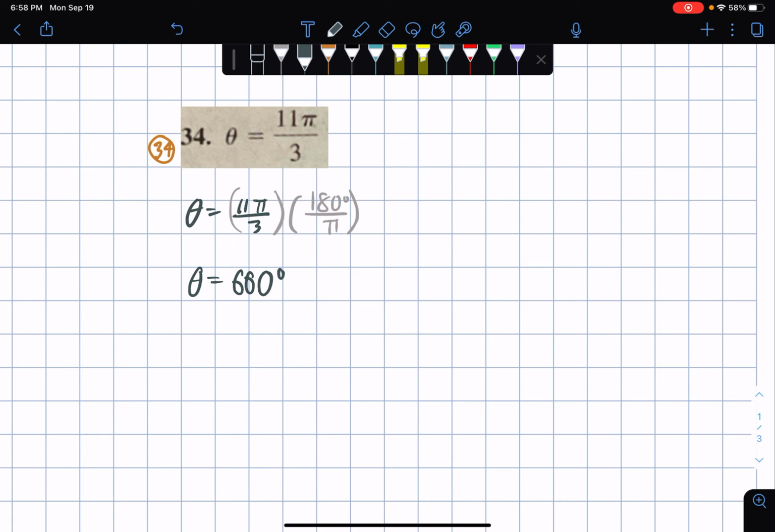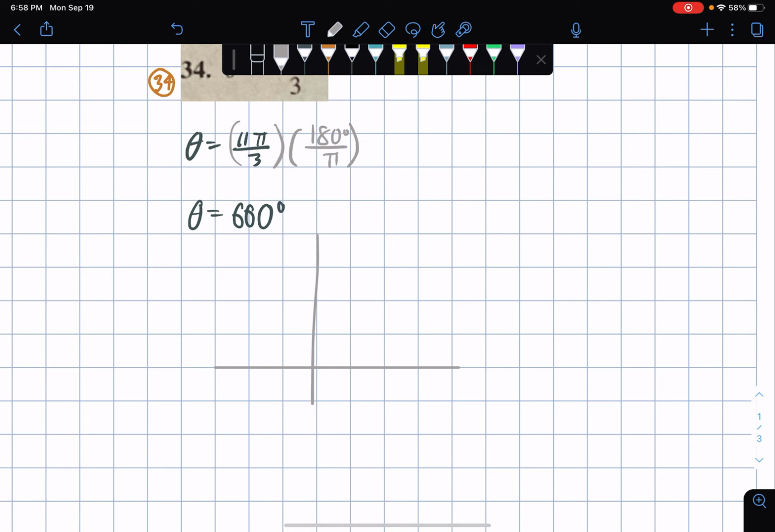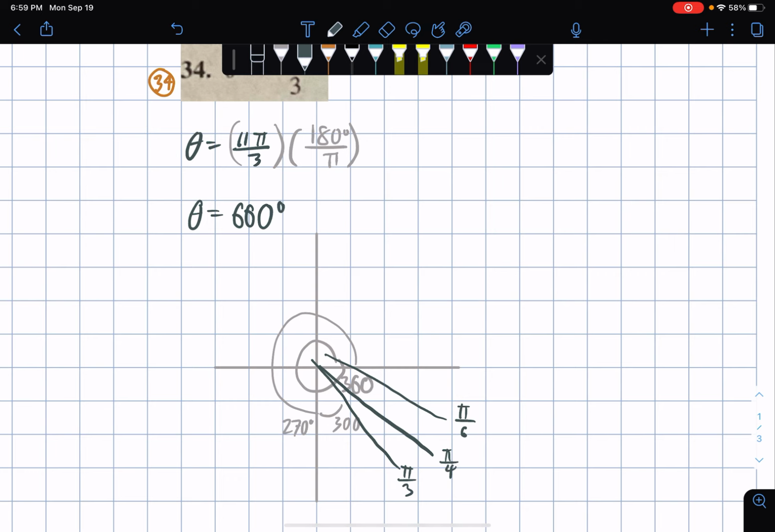Alright, let's draw a mini Cartesian plane here. Okay, so let's make one round trip, 360 degrees. So 660 minus 360 is 300. So 270 degrees and 300. This is pi over 6, pi over 4, and pi over 3. Pi over 3 is exactly at 300 degrees. So 360 plus 270 plus 300, we get the total of our theta value.